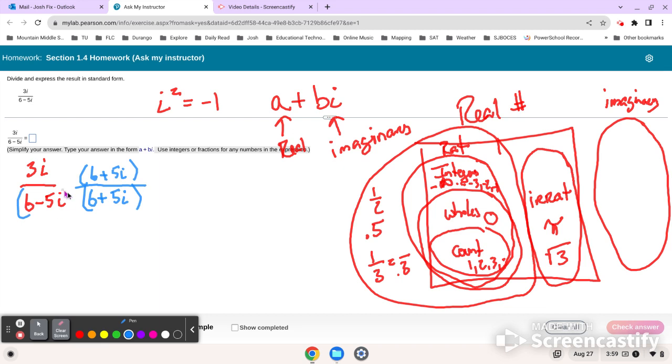When we take this and FOIL it, in the denominator, we take 6 times 6, that gives us 36. I'm going to change colors so it stands out. We take 6 times 5i, that gives us plus 30i. Then we take negative 5i times 6, and that gives us negative 30i. And then we take the negative 5i times the positive 5i, that gives us negative 25i squared.